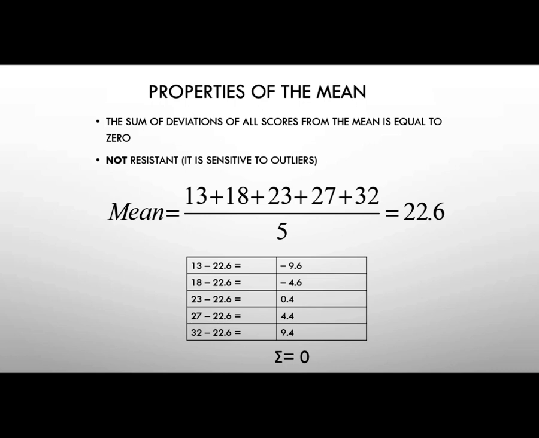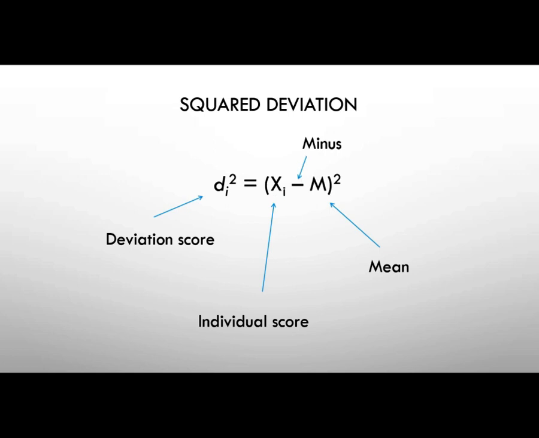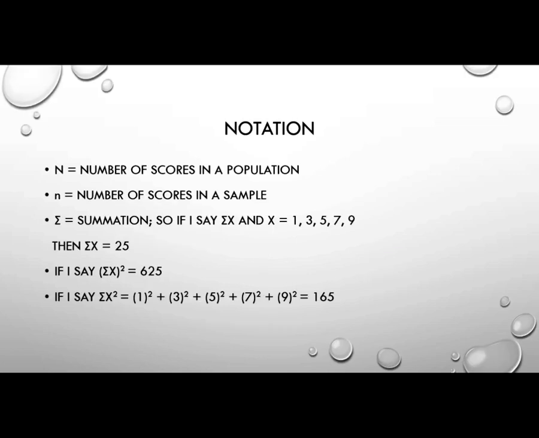Why do we care? This becomes important because you can't divide by 0. So, a deviation score is what we just found. It's the individual score minus the mean. Okay, that's a deviation score. If I square the deviation scores, then when I add them up, I'm not going to get 0. And that's important because that has to do with how we find the variance and the standard deviation. So just remember that.